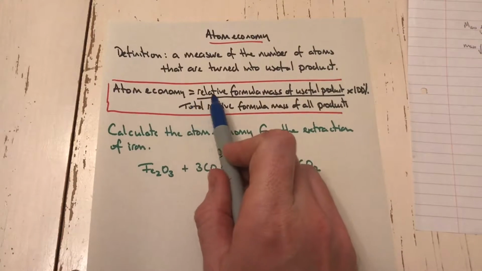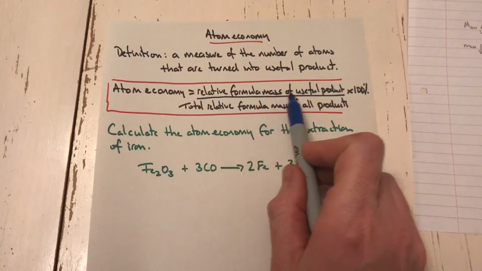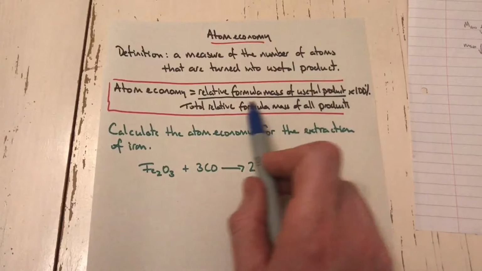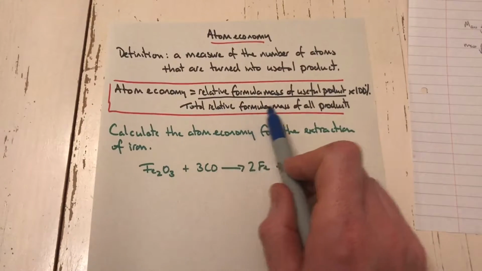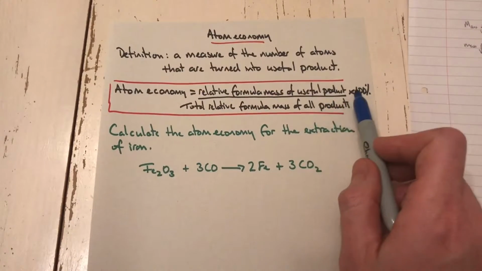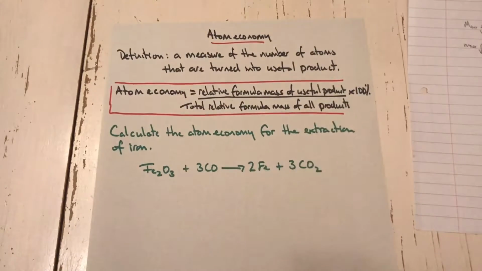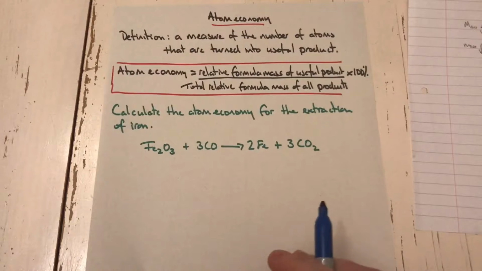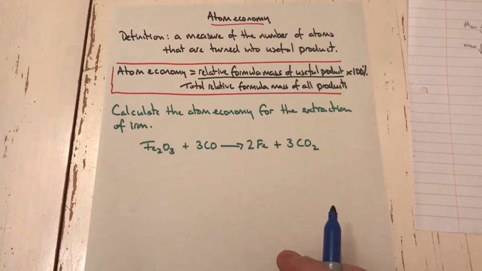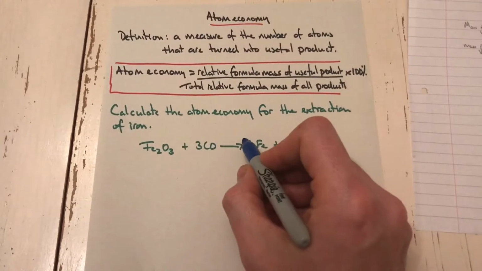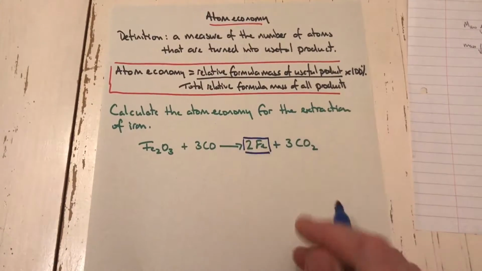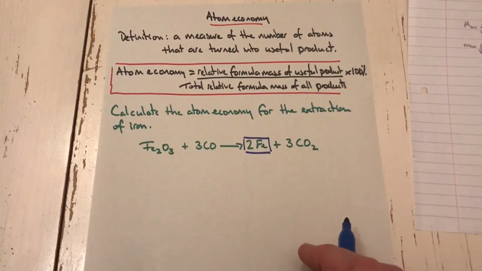So the atom economy is equal to the relative formula mass of our useful product, and then we find the relative formula mass of all our products, and then we multiply it by 100 to make it a percentage. Okay, so we're going to use that to help us solve this question. This question says, calculate the atom economy for the extraction of iron? Because we're trying to extract iron, this is the useful product. This is what we want to make in this reaction.